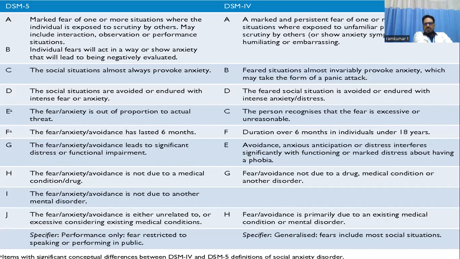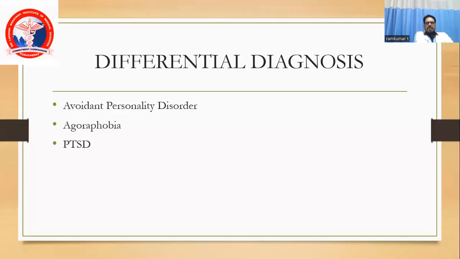The duration is over 6 months in individuals under 18 years. Avoidance, anxious anticipation, or distress interferes significantly with functioning, or there is marked distress about having a phobia. The fear or avoidance is not due to a drug, medical condition, or another disorder. Specify generalized if fears include most social situations. Differential diagnosis: avoidant personality disorder, agoraphobia, post-traumatic stress disorder.